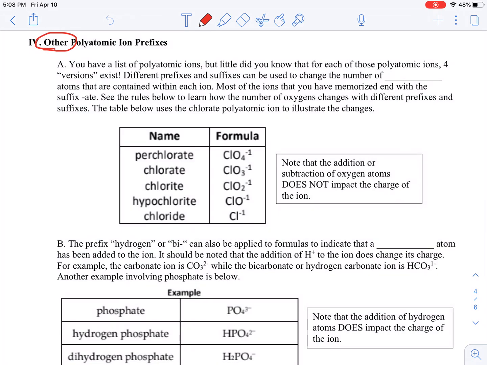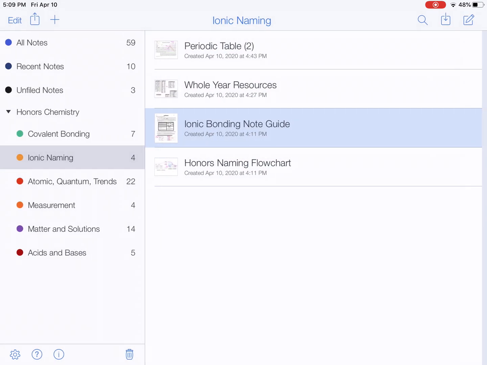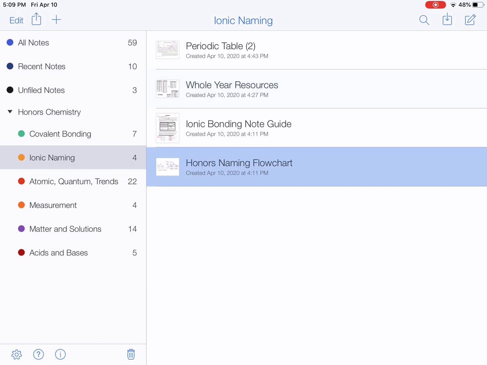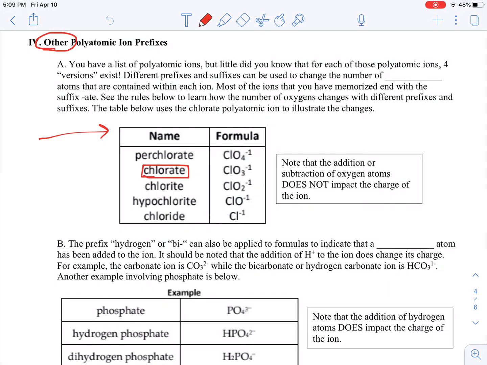Well, it turns out that if we add different prefixes and suffixes, we can change the number of oxygens in an ion. So we are just going to use chlorate as an example. This note guide uses chlorate, but notice that you can apply these same rules to any of these ones underlined in red, right? So you can apply it to anything that has the ATE ending, and you can change them in the exact same way.